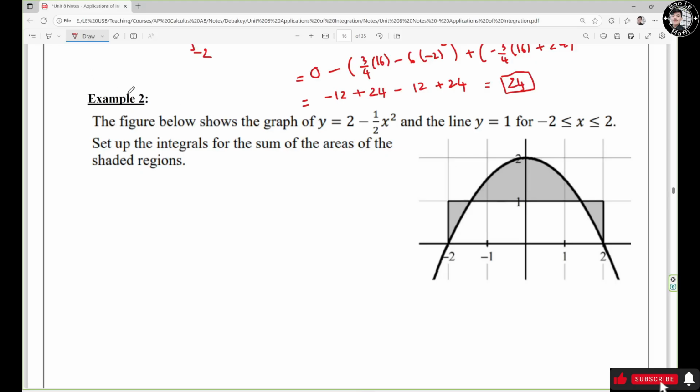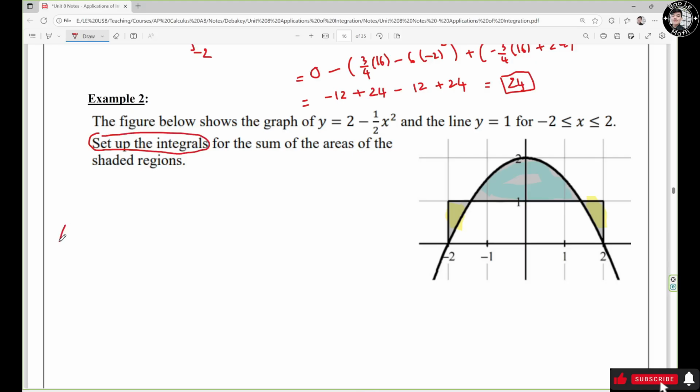Now let's move on to example number 2. The figure below shows the graph of y equals 2 minus 1/2 s squared and the line y equals 1, for s from -2 to 2. Set up the integrals for the sum of the areas of the shaded regions, right? So very simple, right? You have 3 shaded regions right here. The first one is here, the second one is this guy, and the third one is this guy, right? The question just asks you to set up, so you don't need to calculate.